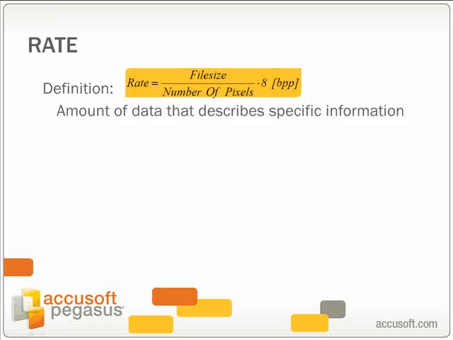Let us now define some of the basic properties of lossy image data compression. The first one is the amount of data that is used to describe information. It can be expressed by the rate, which is the file size in bits in relation to the number of pixels. For example, each pixel in an uncompressed color image is described by 3 values, the red, green, and blue intensity. Each of the intensities typically ranges from 0 to 255, which requires 8 bits. Thus, the overall rate for that image is 24 bits per pixel.